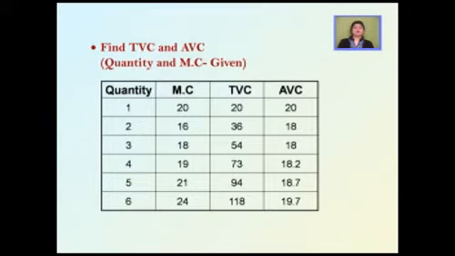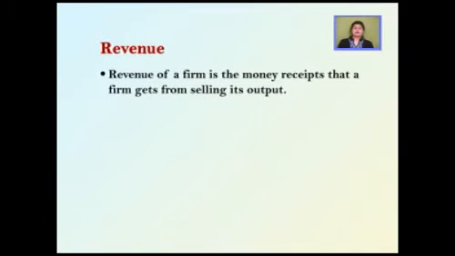Now, let's move on to the next chapter. The next chapter is revenue. As we have talked about costs, now we should talk about income. Revenue of a firm is the money receipts that a firm gets from selling its output. Correct? So it is in a way the income of the firm.